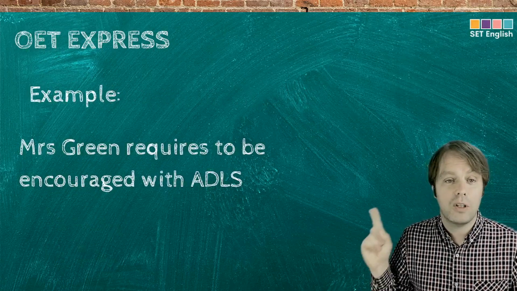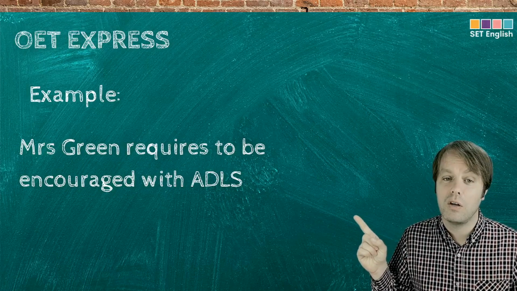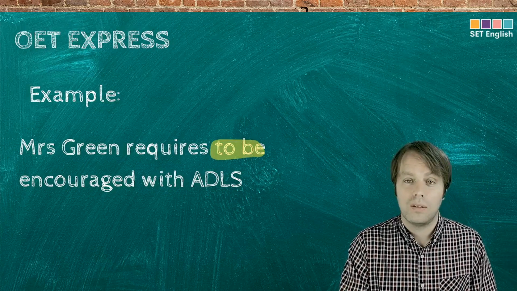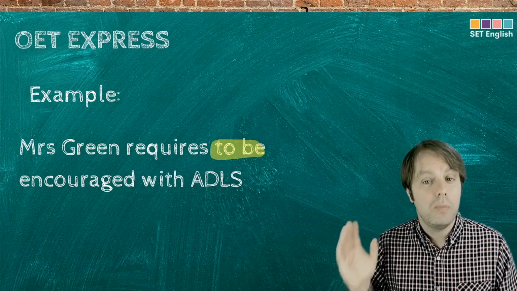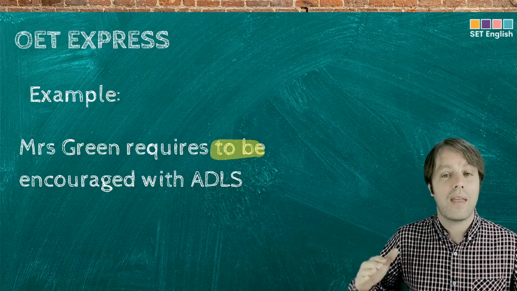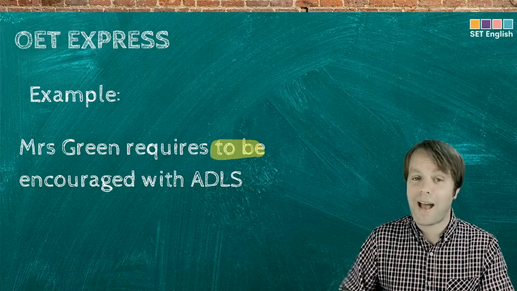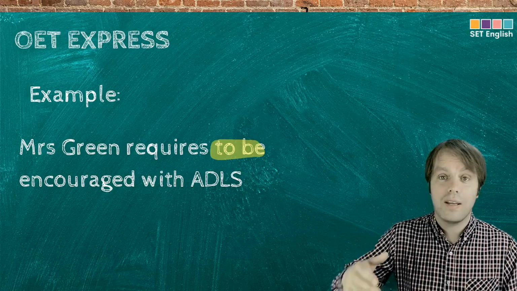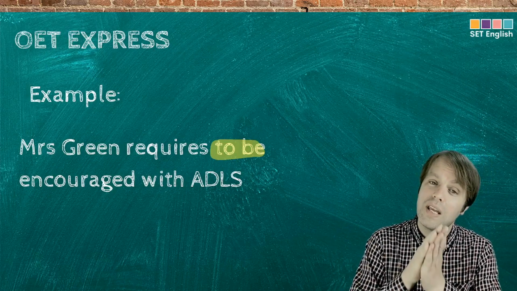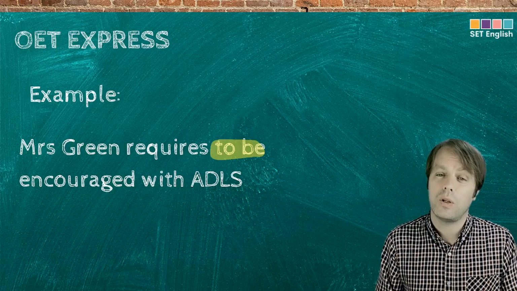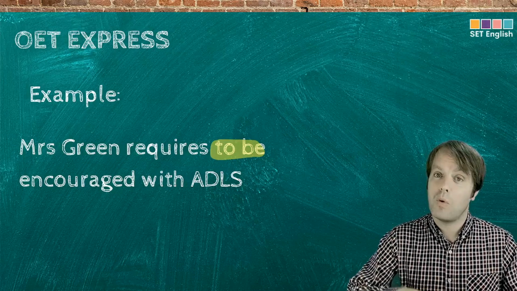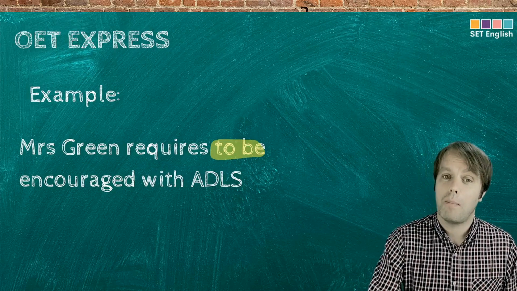So let's have a look at an example here. Mrs. Green requires to be encouraged with ADLs. Is that correct? Well, no. Of course, it's the same example. To be is a full infinitive, and the rule is no infinitive after requires. Can I say Mrs. Green needs to be? Yes, I can, because the rule is only applying to requires. This is what's called a verb pattern. You probably studied this before. This is just one thing in a more general topic, which is verb patterns.